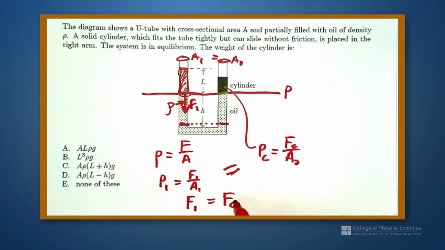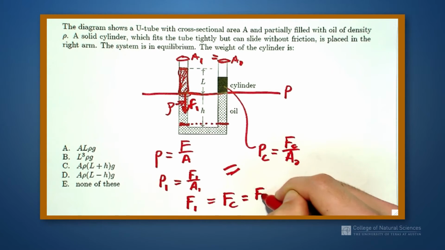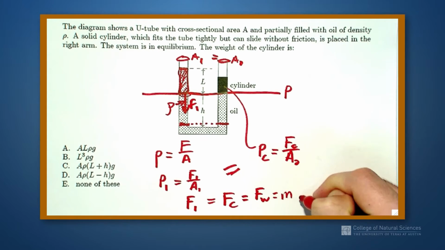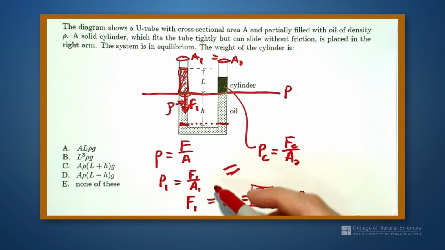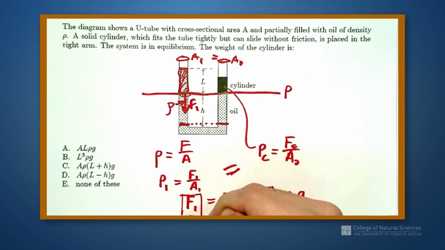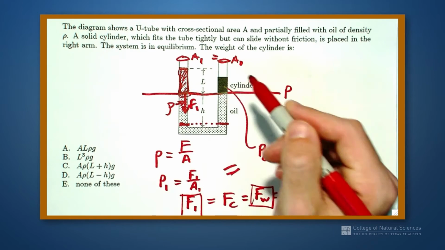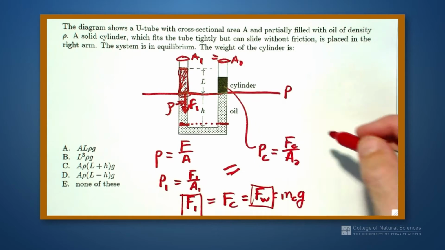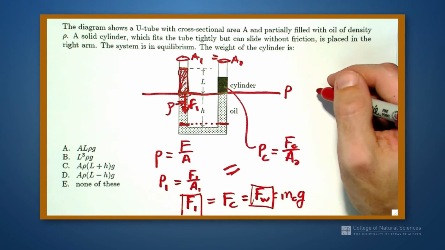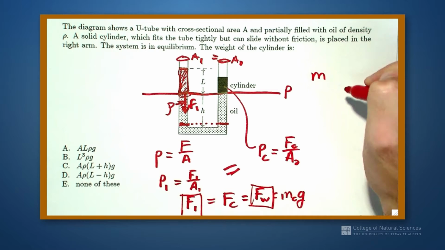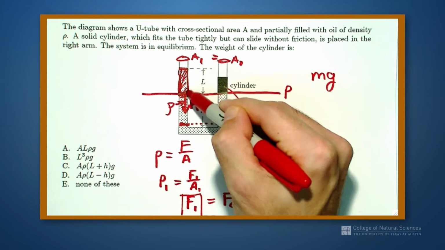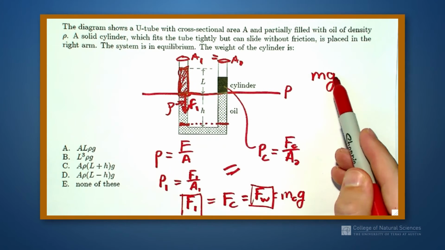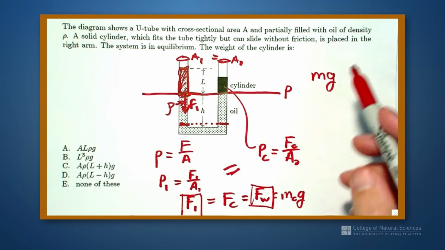Well, this force of the cylinder is just the weight force of the cylinder, or just M of the cylinder times G. It wants me to have the weight of the cylinder, so I want this value. So all I have to do is figure out what is the force acting on this area. Well, that's not too hard to do because I know that the mass of an object times G is going to be, if I know the mass of this column, I multiply it by G, it's going to just give me the weight force.